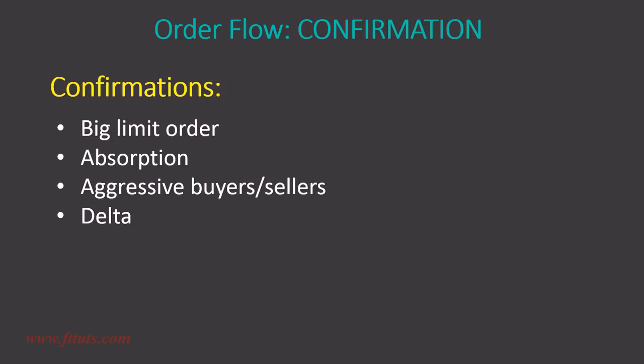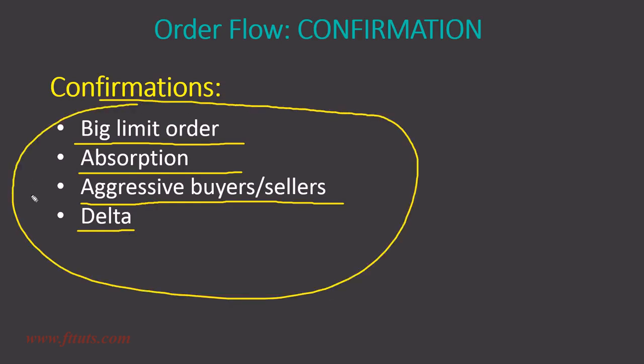Now, those are the confirmations which I'm going to teach you. There are 4 of them. Confirmation using big limit orders, confirmation using absorption or spotting absorption. Another confirmation is spotting aggressive buyers or aggressive sellers around your support and resistance level. And also the delta, watching changes in delta. All right, so the next couple of videos are going to be about those confirmations.